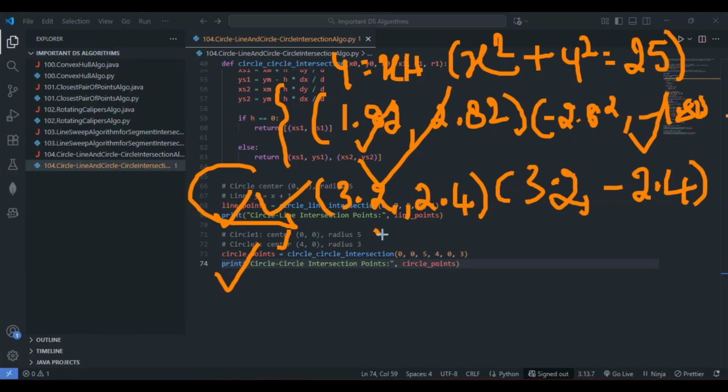Right. For the second one, listen to this carefully. For the circle intersection, the first circle has center (0, 0) and radius 5, and the second has center (4, 0) and radius 3. They intersect at 2 points. You can just draw the graph and see it will be (3.2, 2.4) and (3.2, -2.4). So this is the output we have to get.